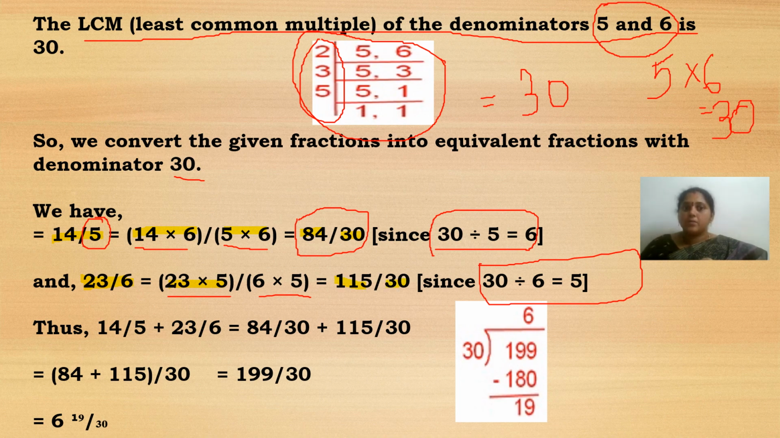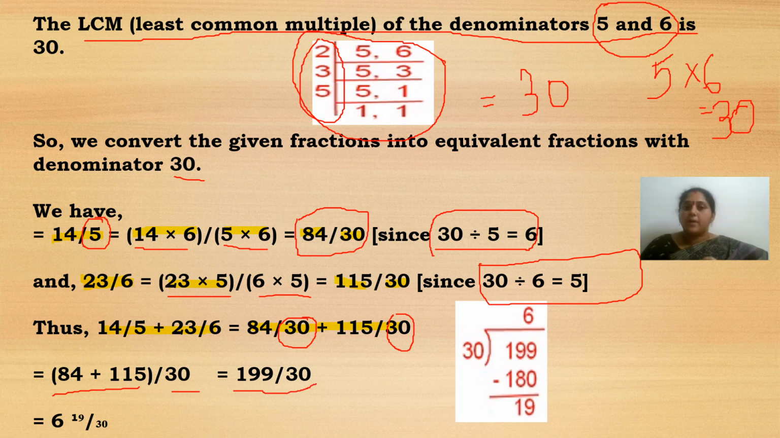Now what do we have to do? We have to add 14 by 5 plus 23 by 6, that is equal to 84 by 30 plus 115 by 30. Here we have converted them into like fractions by forming equal denominators. Now add 84 and 115, divided by 30. Your answer is 199 divided by 30.